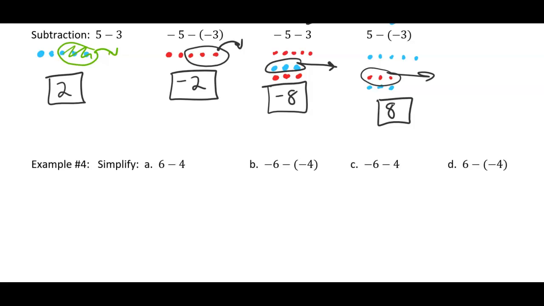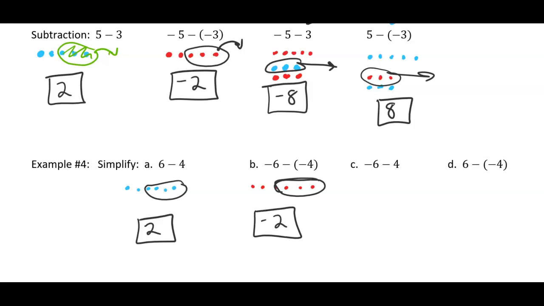We have 6 positives. 1, 2, 3, 4, 5, 6. And we're going to take out 4 of them. So 4 of them are out, and that's going to leave us with a positive 2. Now the next one, we have 6 negatives. So 1, 2, 3, 4, 5, 6. And we're going to take out 4 negatives. There it is. And what do we have left? Negative 2.